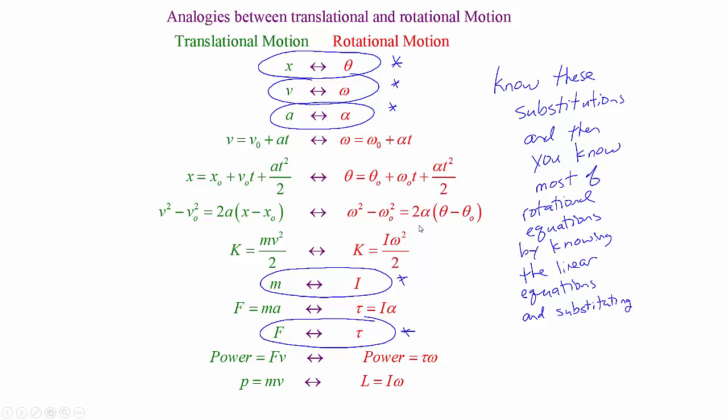We have the three kinematic equations. Kinetic energy, instead of being 1/2 mv squared, we get 1/2 I omega squared. M gets replaced with I, v gets replaced with omega. So when we talk about energy, we'll see this equation. F equals ma becomes torque equals I alpha. We'll see that equation. That's Newton's second law for rotation. Instantaneous power being force times velocity becomes torque times angular velocity. Momentum being mass times velocity becomes angular momentum L, which equals rotational inertia times angular velocity.